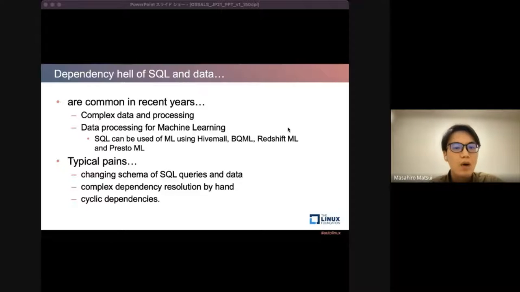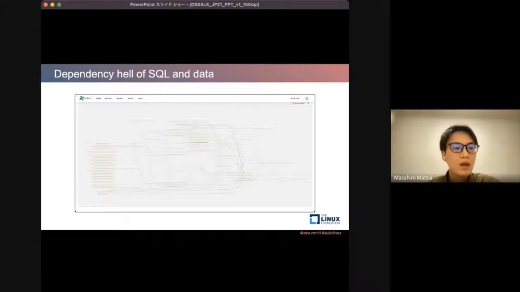The typical pains of dependency hell of SQL and data are changing schema of SQL queries and data, complex dependency resolution by hand, and cyclic dependencies. Let's see some examples. As a visual example, our project has a DAG like this. It should be very difficult to manage these dependencies by hand.